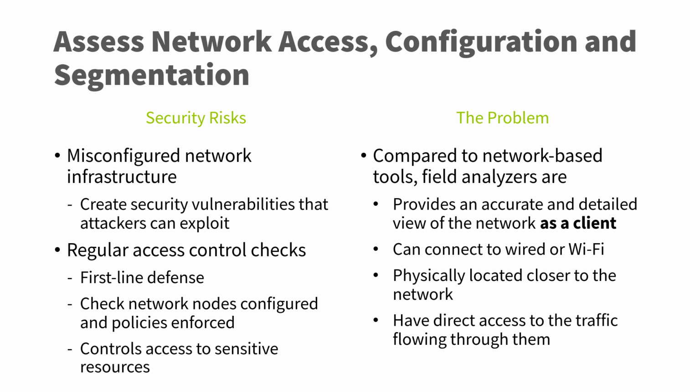So the first thing we want to do when looking at a network is to check that your access controls have been applied and applied correctly. And this is, if you like, the first line of defense for protecting your network. Now, the problem when you do this from a networking perspective is that it does give you a glimpse into how your network is configured. But what a field analyzer does is you're actually out in the field itself where the clients are actually connecting, where the network equipment actually is located.